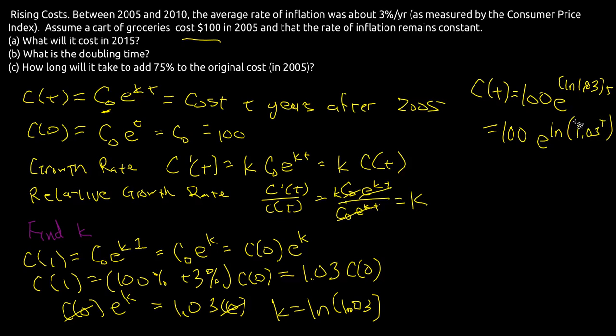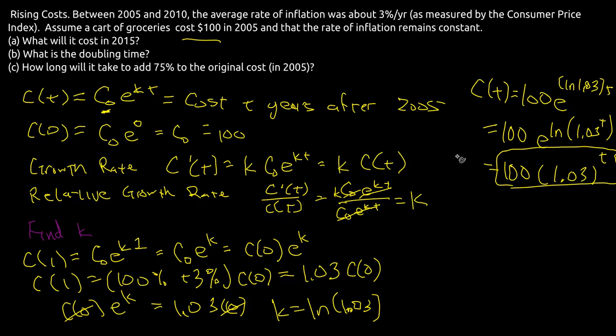And I did this because I want to get e to the natural log of something. The exponential function e to the x and the natural log of x are inverse functions of each other. So this simplifies as 100 times 1.03 to the t power. So this is an equivalent way of writing our exponential growth function for the cost. 100 times 1.03 to the t power.